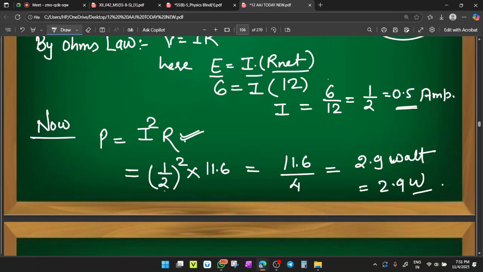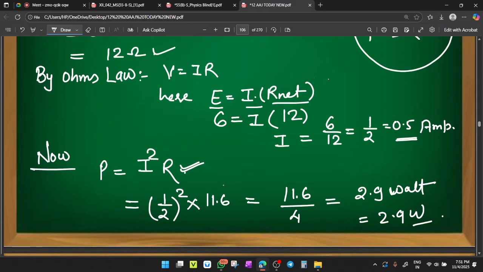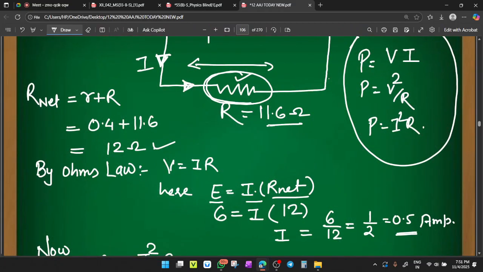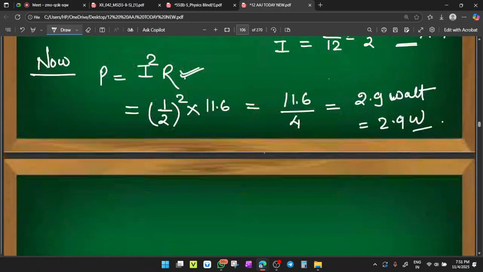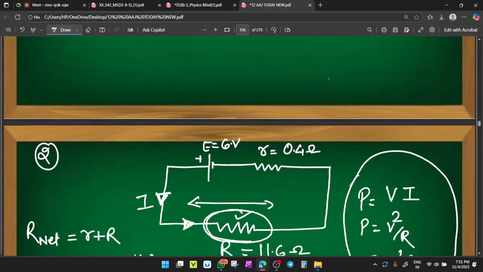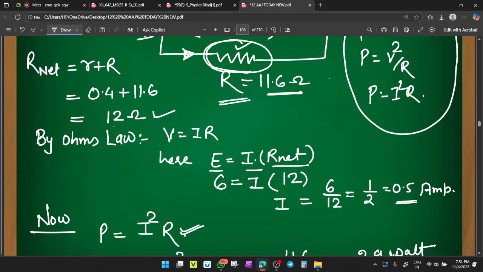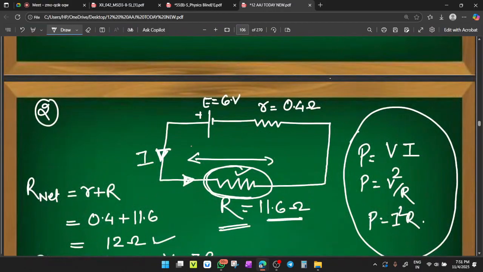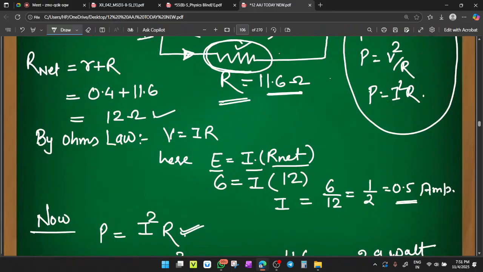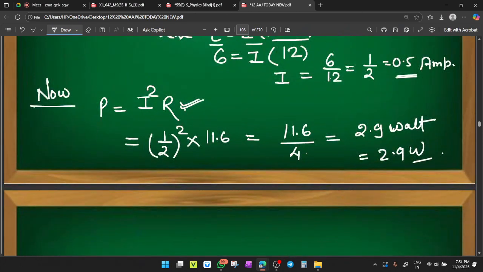So I equals 1 upon 2, whole square, into 11.6, which is the resistance of only R, sorry, not the net. If you take the total resistance, this 12 ohm, then you will get the total power dissipated in the circuit in both the resistances. Clear? But you have to find only the power dissipated across this resistance. So you have to take only this one's resistance, that is 11.6, and you will get the answer 11.6 by 4, that is equal to 2.9 watt.